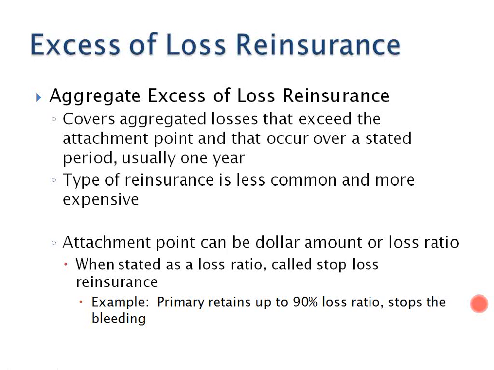Okay. And now the final one is aggregate excess of loss reinsurance, which covers aggregated losses that exceed the attachment point that occur over a stated period, usually 1 year. So we say once you hit this point over a period of 1 year, then everything else is covered. Reinsurance is less common and it's much more expensive because it's a stop loss. The idea is that if you say you're going to cover everything after it gets to $20 million, which is the attachment point, they're going to take everything else on. And your loss history shows that you've always paid up to $15 million. There's a pretty good chance it wouldn't take that much more to get to that attachment.